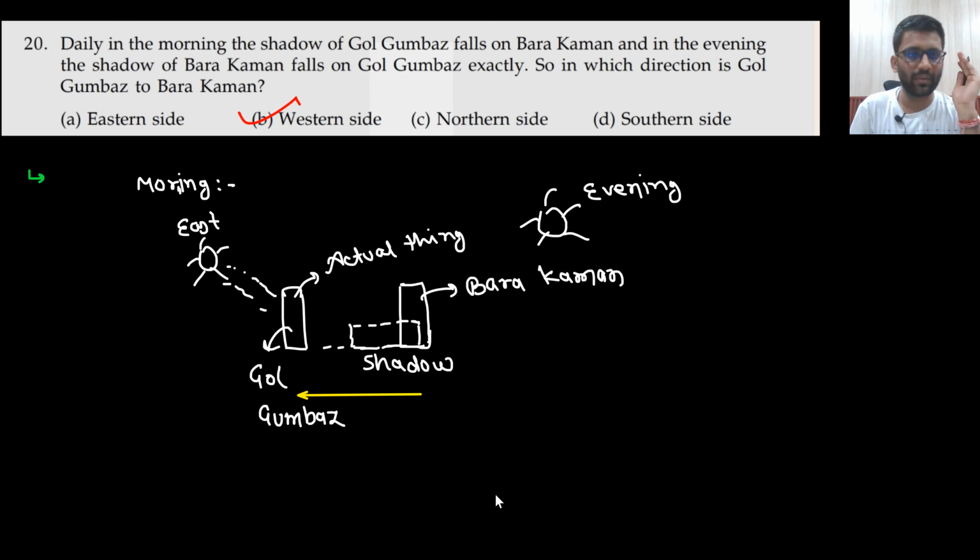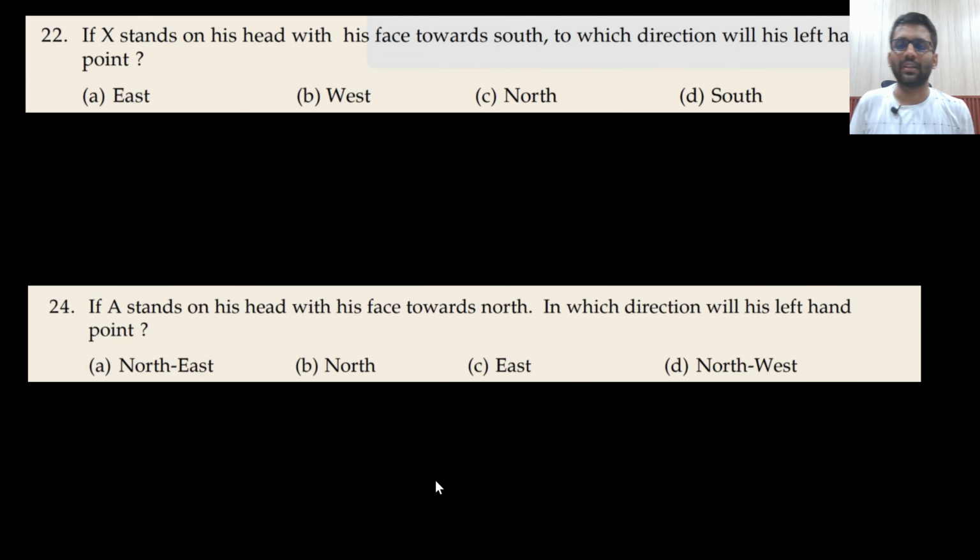So this you need to remember. The sun rises in the east, so that means the shadow will fall on the west. And the sun sets in the west. That means the shadow will fall on the east. Very simple concept. Let's move towards the next one. Now this is very interesting.